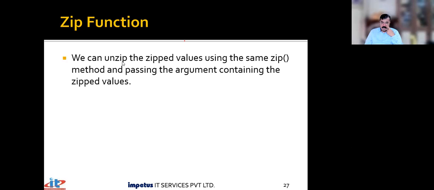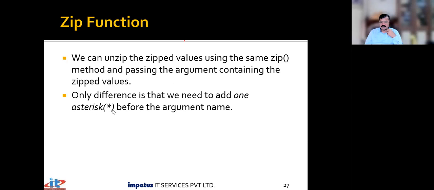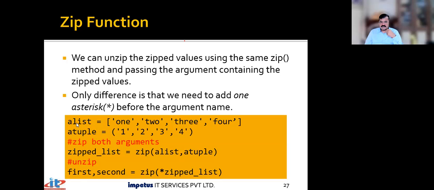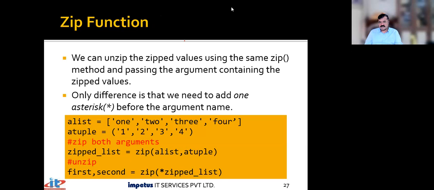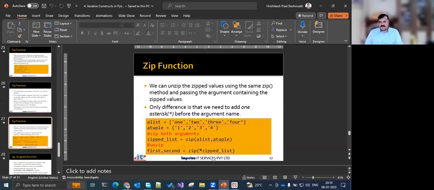We can unzip the zipped values using the same zip function, passing an argument containing the zipped values. How can we do that? That's done by using an asterisk. Suppose I have a list and a tuple, I zip them together, and I want to unzip and get the list and tuple back. I can just say zip and put a star, an asterisk, before the zipped argument. If I do that, it will unzip and give me the first and the second list or tuple, whatever it is. But there is also something called zip longest, which I'll introduce later. Let's jump on to the examples first.